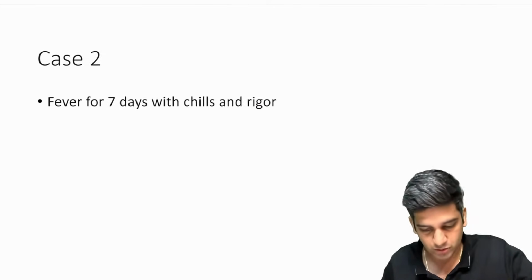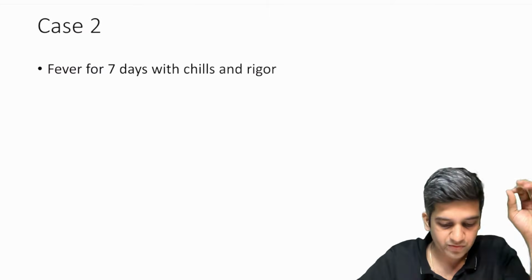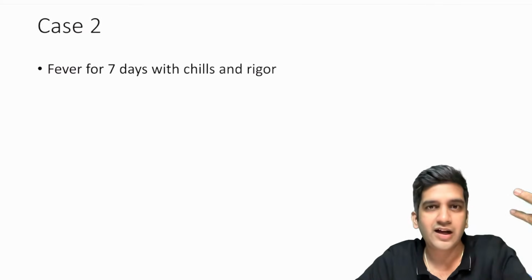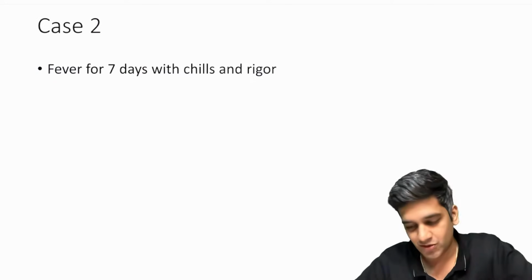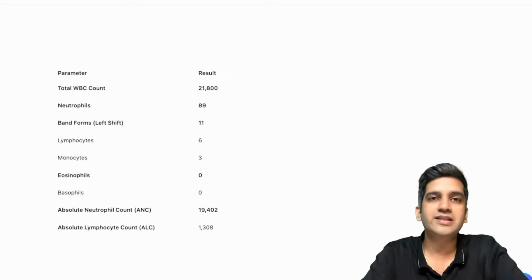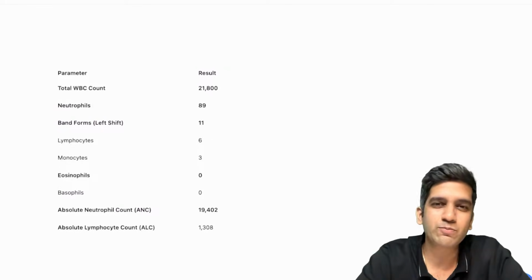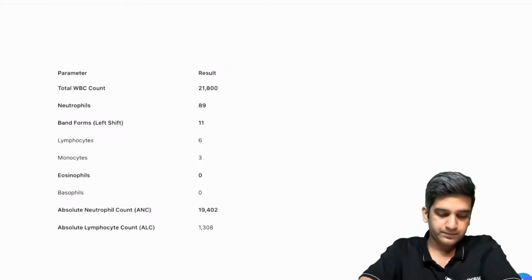Fine. Okay. Now let's go to the second question. Fever for 7 days, chills and rigor. Unfortunately, I don't have any age. So obviously, assuming it's an adult, right? So same routine. Look at the CBC findings. Tell me what is abnormal here. I'll keep quiet for some time.